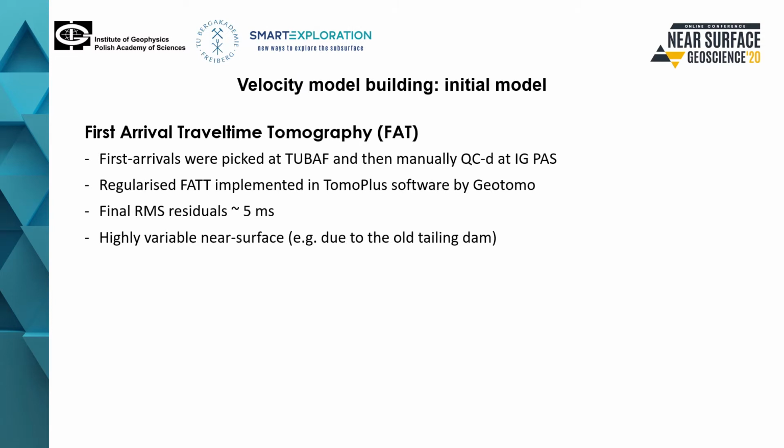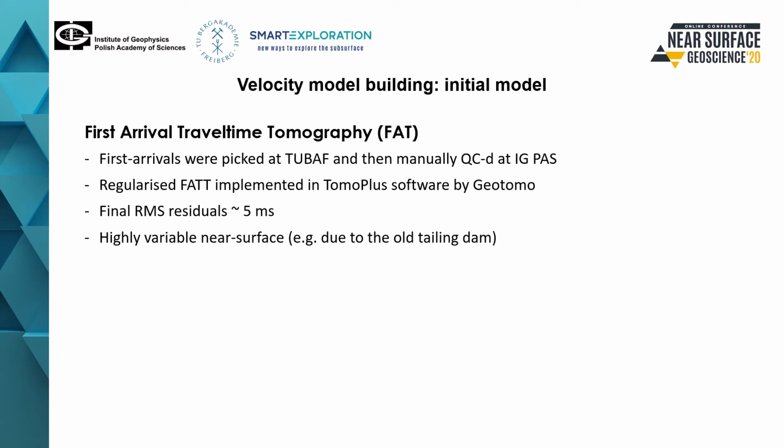FWI, in its original form, promised to start the inversion directly from the raw data. Unfortunately, in its current form, FWI can only be attacked locally. Therefore, we need a starting velocity model to start with. First arrival travel time tomography, in short FAT, was successful in the past for building velocity model in hard rock environment. So we decided to use it.